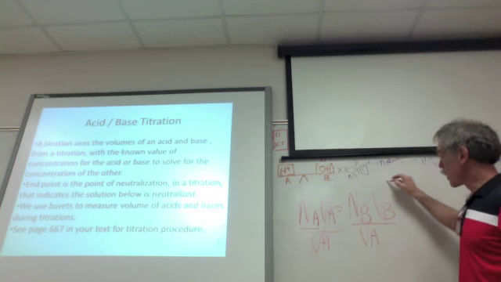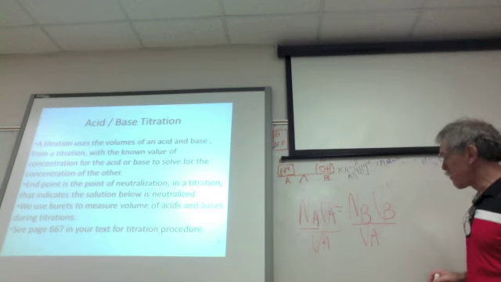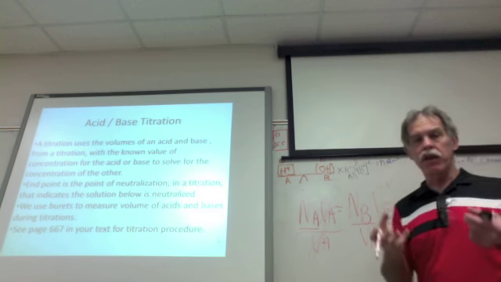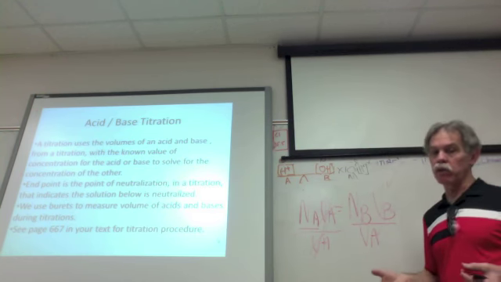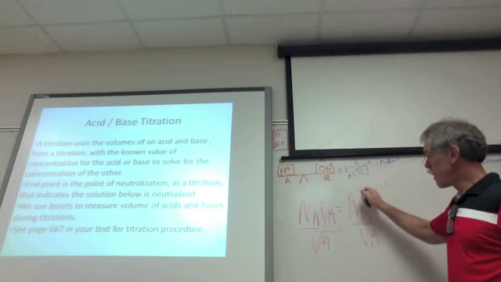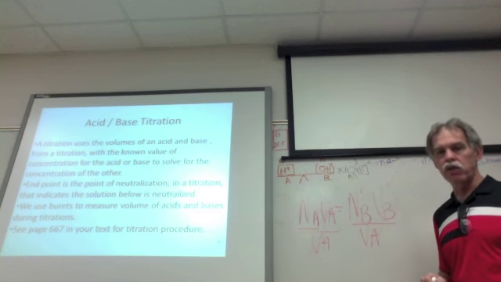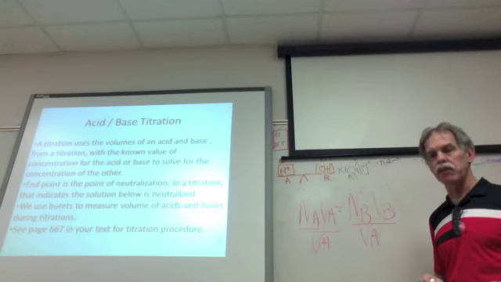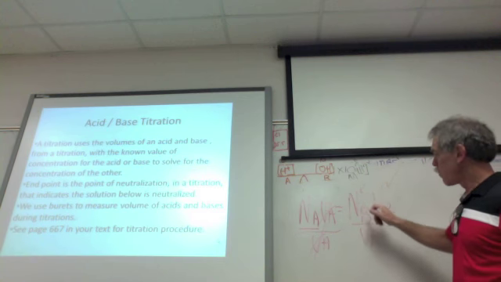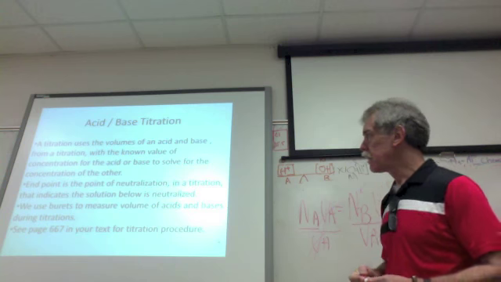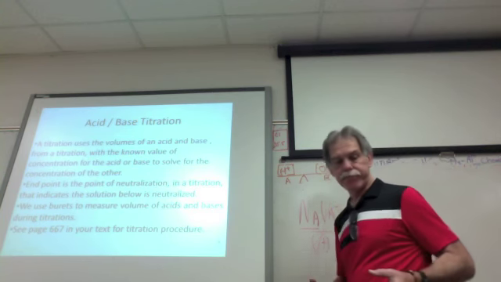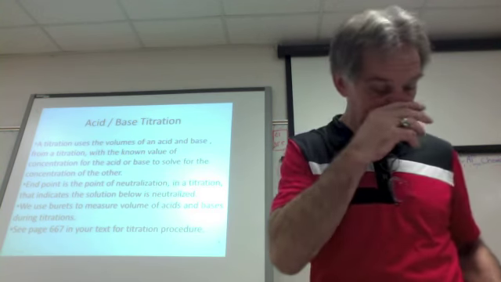Like we said, you're going to know the volume of the base and the volume of the acid from the titration. You'll actually get them from the burettes. Or if it's a problem, it will tell you those volumes, and it will tell you the normality of the base. We know these three. We multiply, divide, and we end up with the normality of the acid. So again, we'll get some practice doing that.